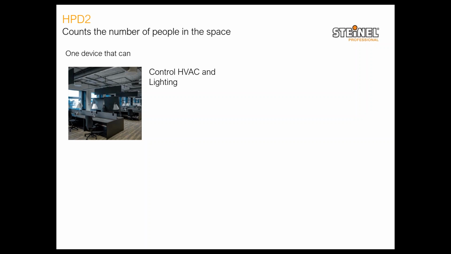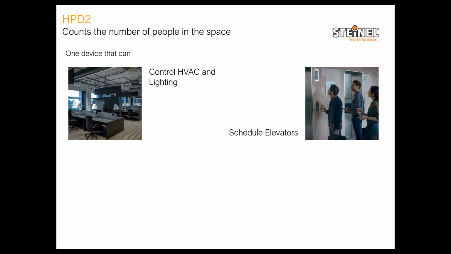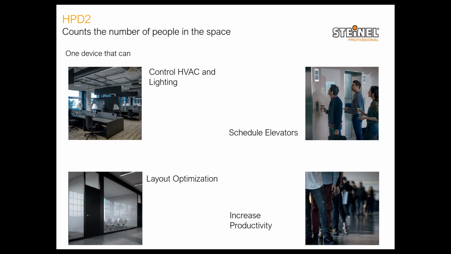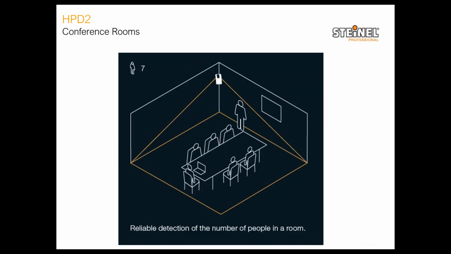So you can use this device to control HVAC and lighting. You can use it to schedule elevators. You can optimize the layout of lighting and control of the layout of the office. And you can increase productivity. Like I said, there is no limit on how you want to use all this information. Let's look at an example.